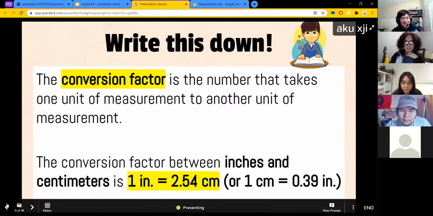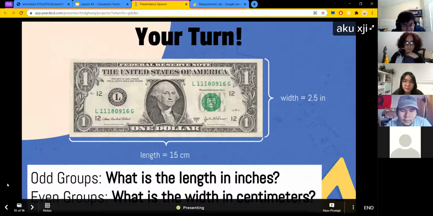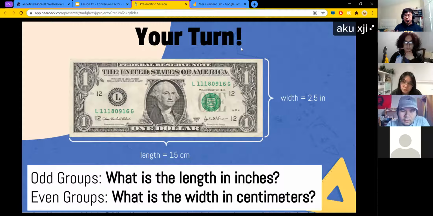Right? So now let's do some examples. Did it cut out for you? Okay. So I have a dollar bill here, and you guys probably already did the dollar bill somewhere in the Jamboard, but we're going to do it again. Okay, so now I know the length is 15 centimeters, and the width is 2.5 inches.